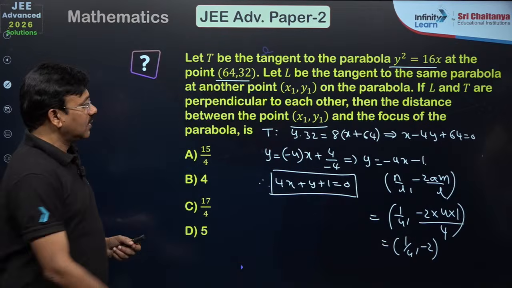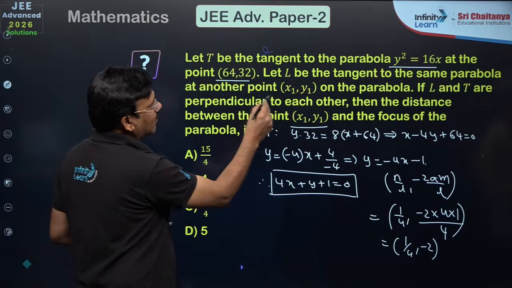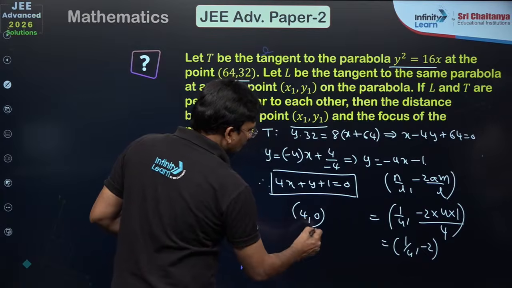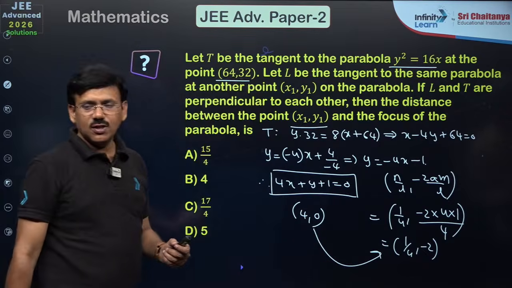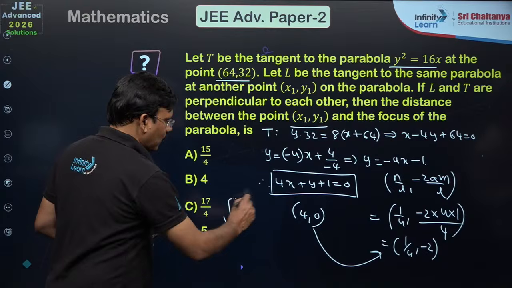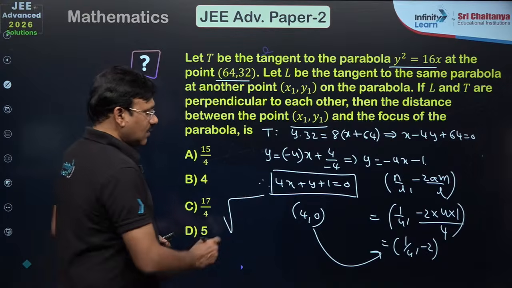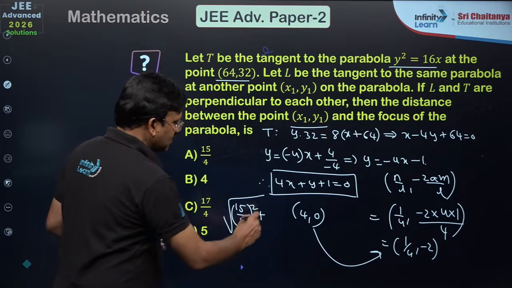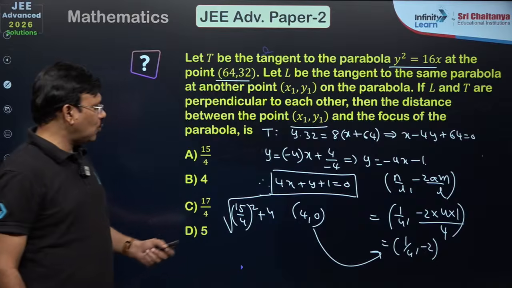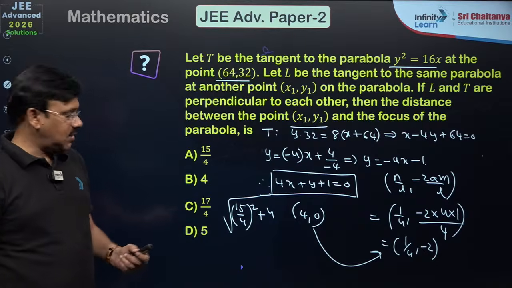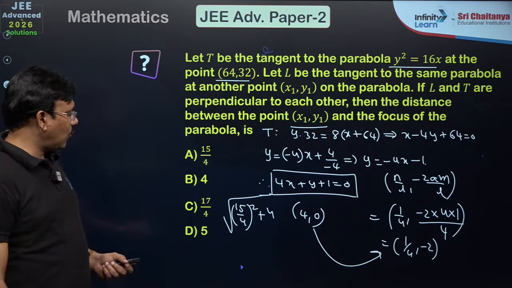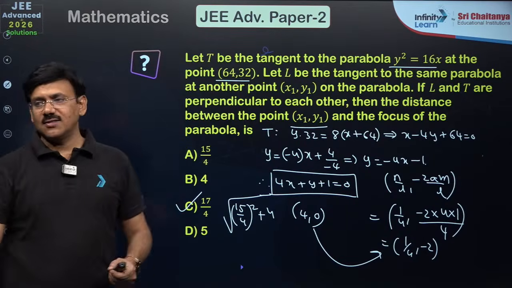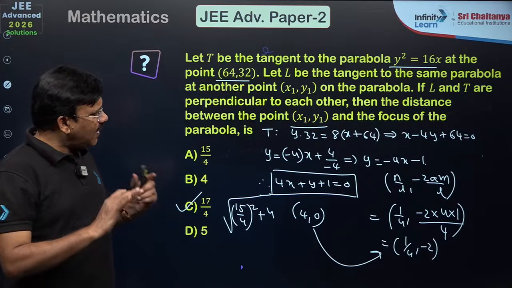This is x1, y1. The focus of this particular parabola, a comma 0, is nothing but 4 comma 0. Now, you just try to find the distance between these two. 4 minus 1 by 4 whole square, that is 15 by 4 whole square, plus this is 4. So, 225 plus 16 into 4, 64, we get 289 by 16, 17 by 4 is the right answer. It's simple. It is just a basic question.